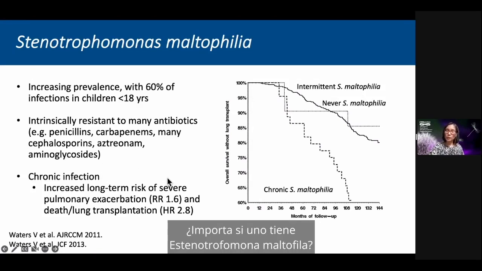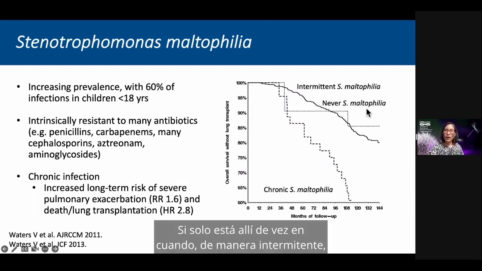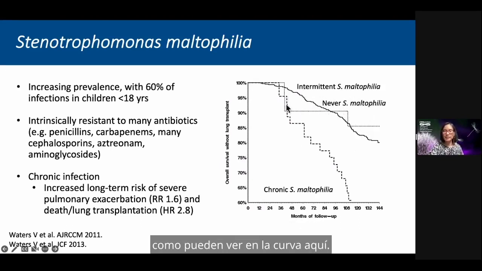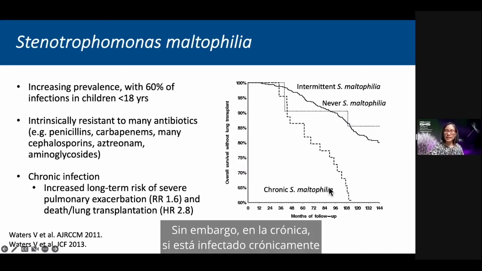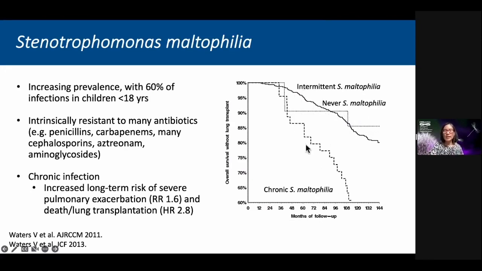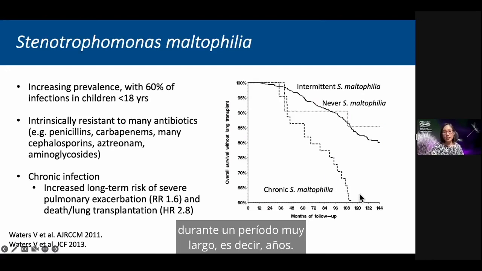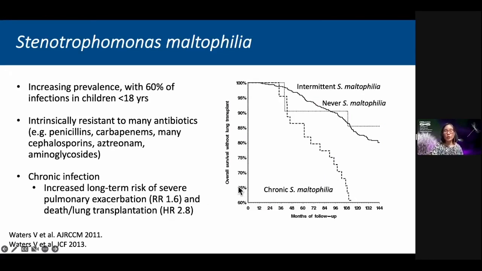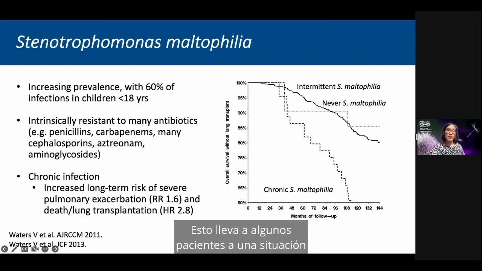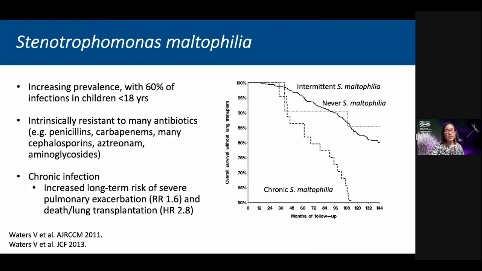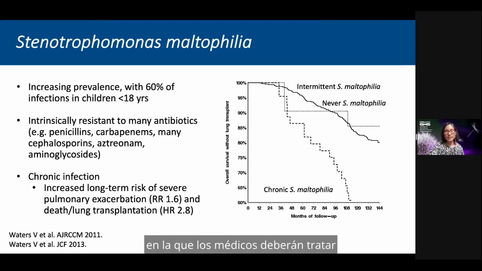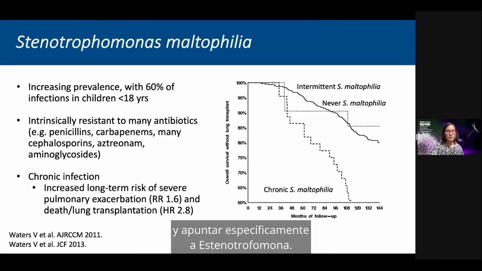Does it matter whether one has Stenotrophomonas maltophilia? If it's only there once in a while, so intermittently, it does not seem to have a big impact on survival, as you can see in the curve here. However, if you're chronically infected with it over the very long term, years that is, there has been some modest increased risk of pulmonary exacerbation as well as mortality. So this does bring some patients into a situation where physicians will need to treat and target Stenotrophomonas specifically.